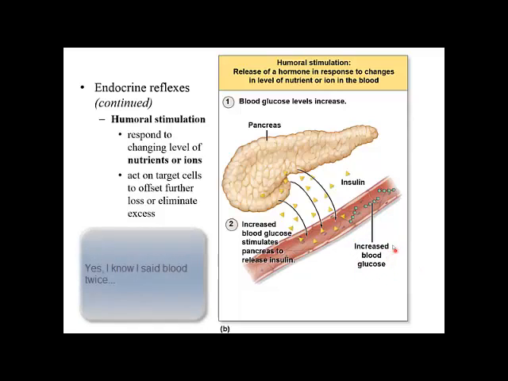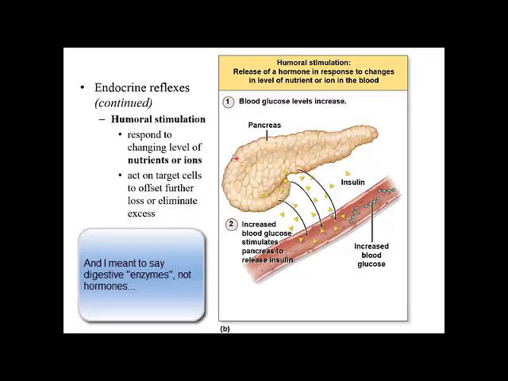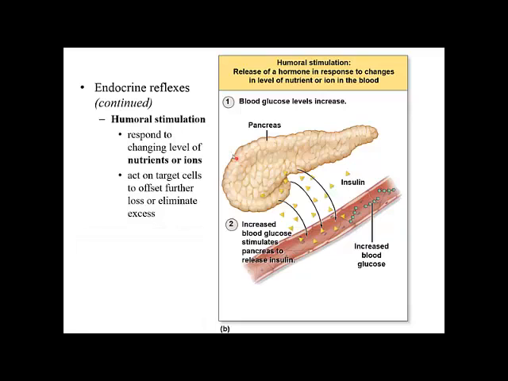Blood glucose levels in the blood have to be controlled very tightly. If they go too high, bad things happen. If they go too low, really bad things happen. The important hormone here is insulin. It's released from the pancreas. Pancreas does double duty. It releases digestive hormones, but it also has a major endocrine function.